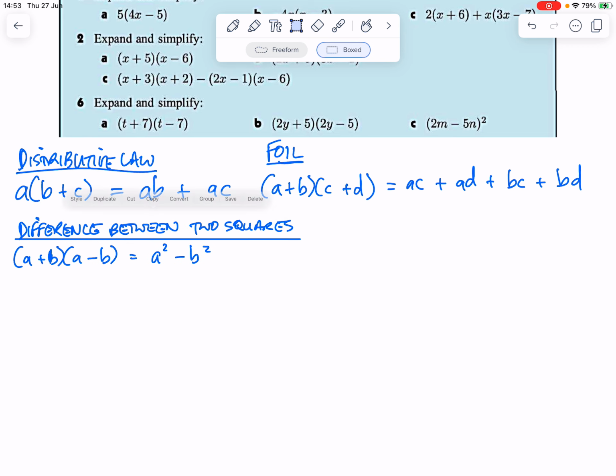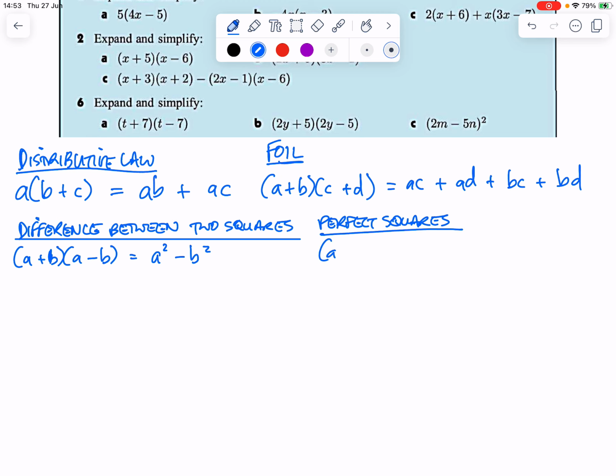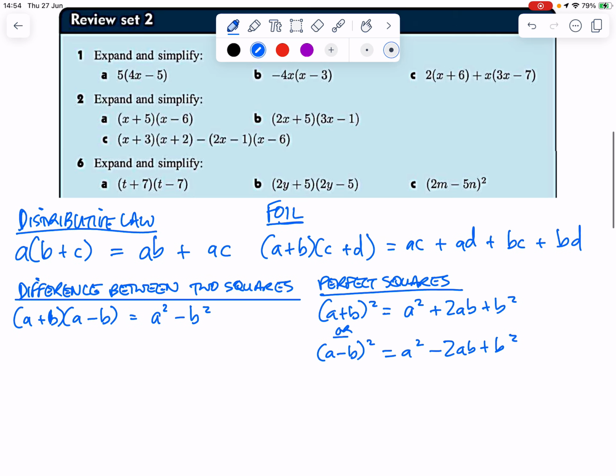Then the last rule I taught you was perfect squares, which look like this. A plus B all squared is A squared plus 2AB plus B squared. Or A minus B squared is A squared minus 2AB plus B squared. Those are the rules that you're going to be tested on in your very first test, which you're doing a little early so that the holiday doesn't affect it too much.